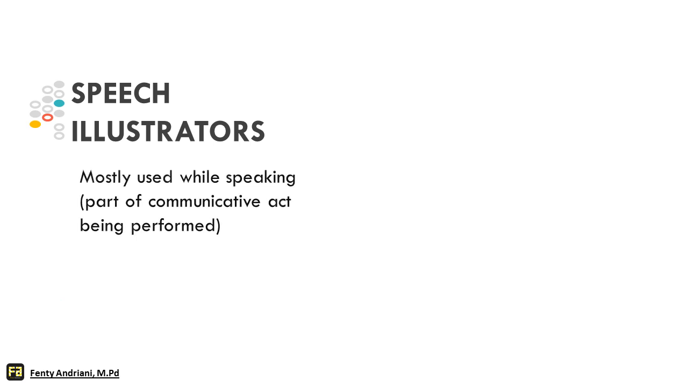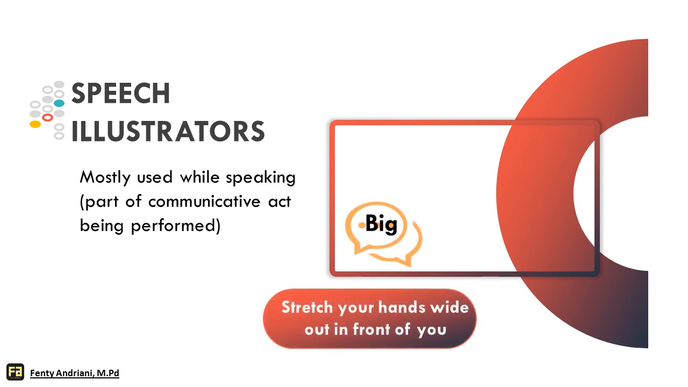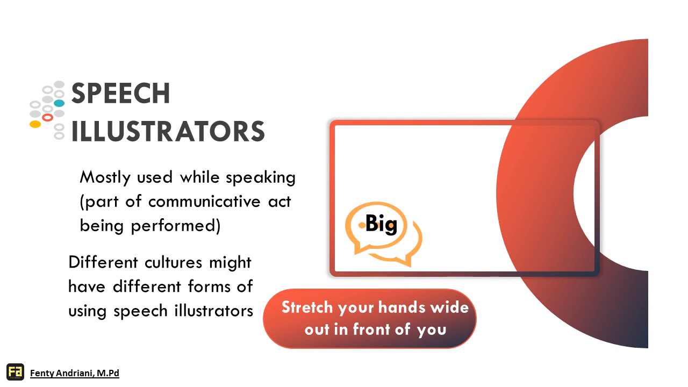Speech illustrators. Speech illustrators are mostly used while speaking, so we use our arms and hand motions to add meaning to our speech. Let's say, for example, if we want to say the word big during a presentation and then we stretch our hands wide out in front of us, that is a speech illustrator. Although different cultures might have different forms of using speech illustrators, they are still universal. It means that no matter where your listeners come from, they will be able to understand what you mean based on the context of your speech.